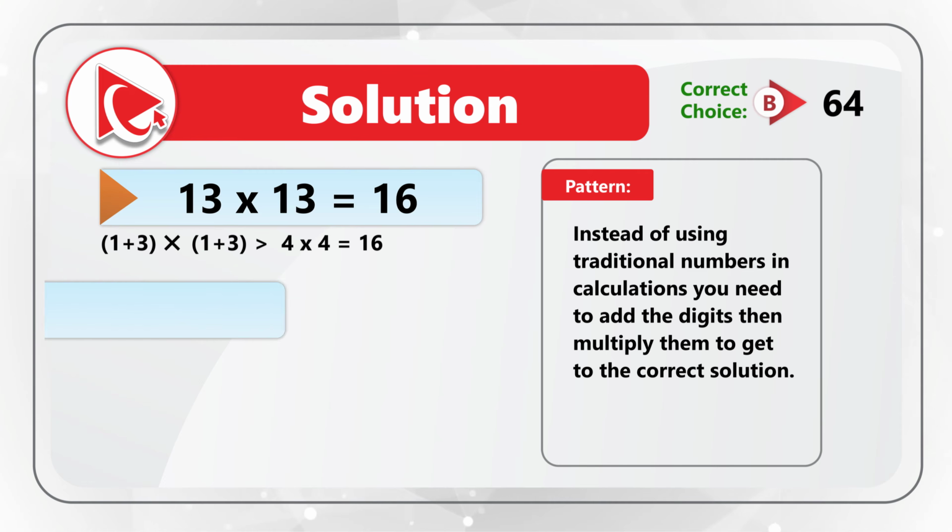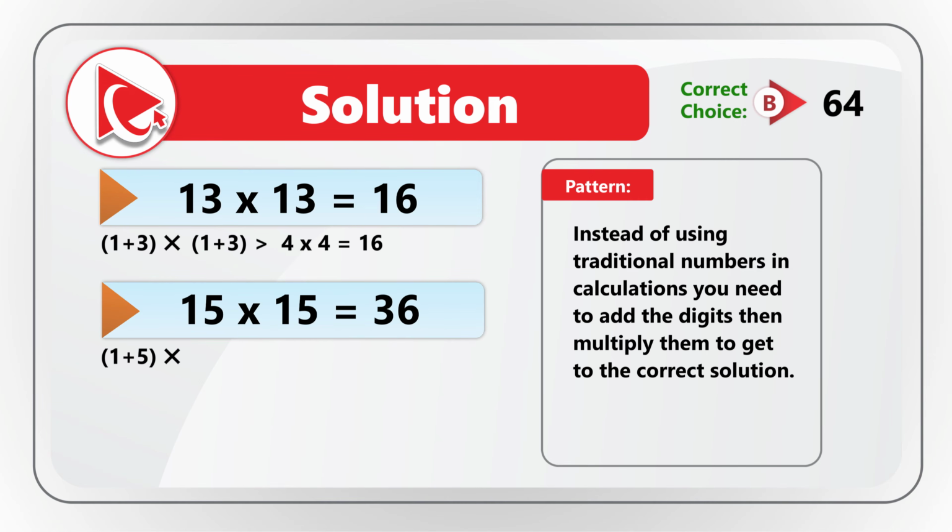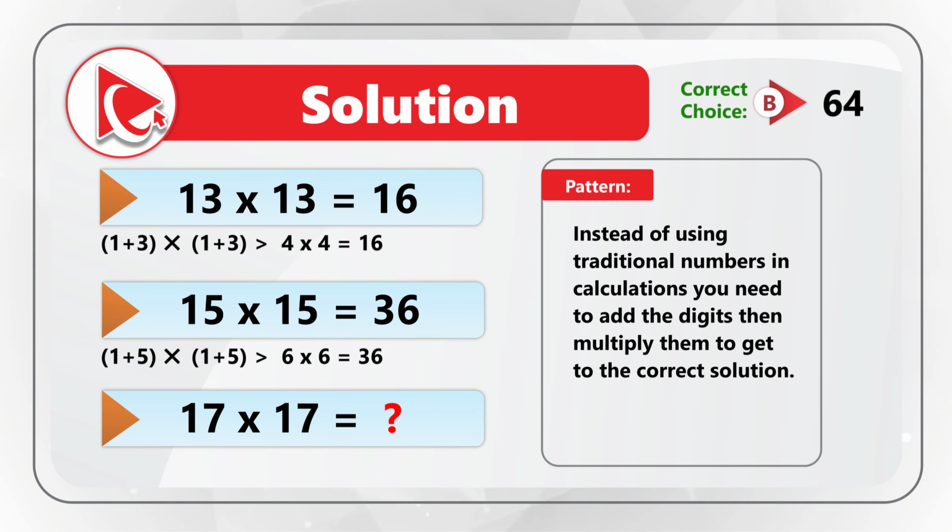For the second expression, you need to add in parentheses 1 plus 5, multiplied by another expression in parentheses 1 plus 5, which would be 6 multiplied by 6, which would equal 36. To calculate the final expression, you need to add 1 plus 7, which would be equal to 8, multiplied by another expression 1 plus 7, which would be 8 multiplied by 8, and it would be equal to choice B, 64.